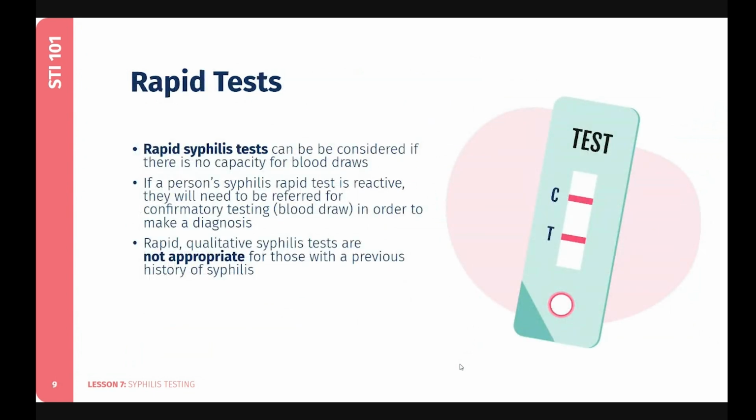There are also rapid tests available for syphilis. The rapid test can be performed using a finger stick, which is advantageous in settings where venipuncture is not possible. Persons with reactive tests will need to be referred for confirmatory testing. Rapid syphilis tests are not specific, so if a person has a previous history of syphilis, the rapid test will not distinguish between historical and current infections.